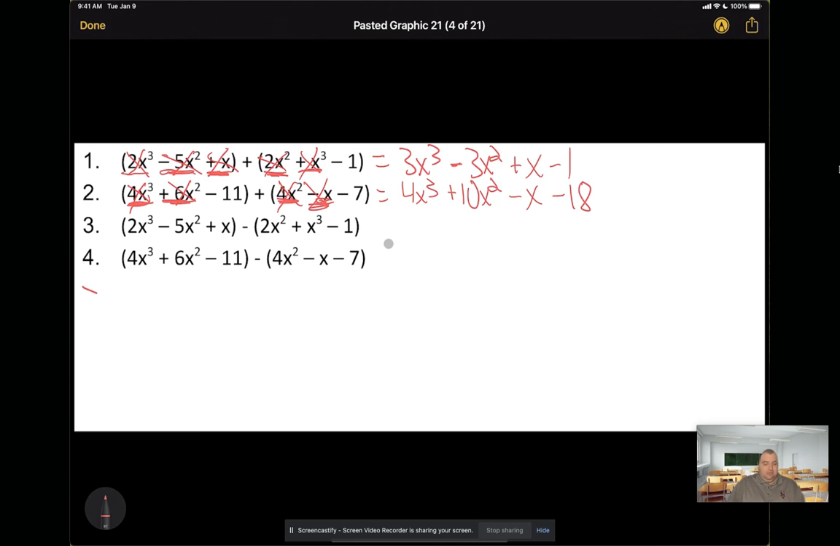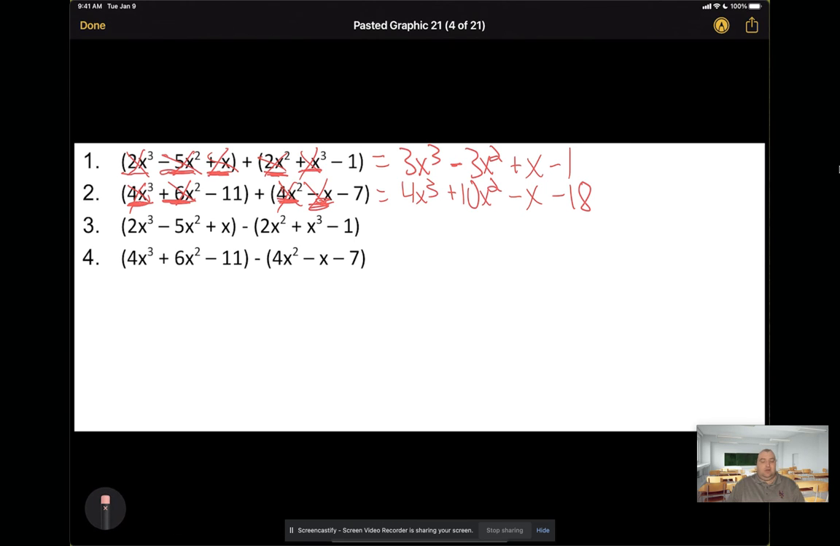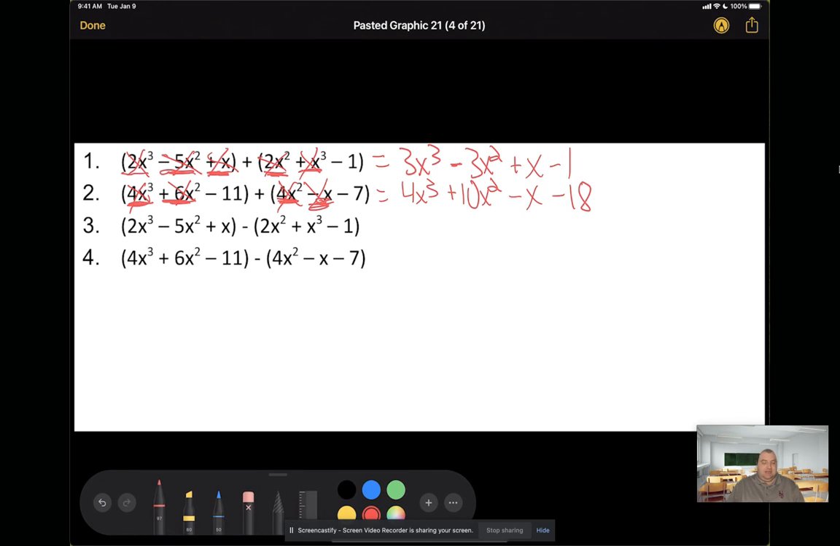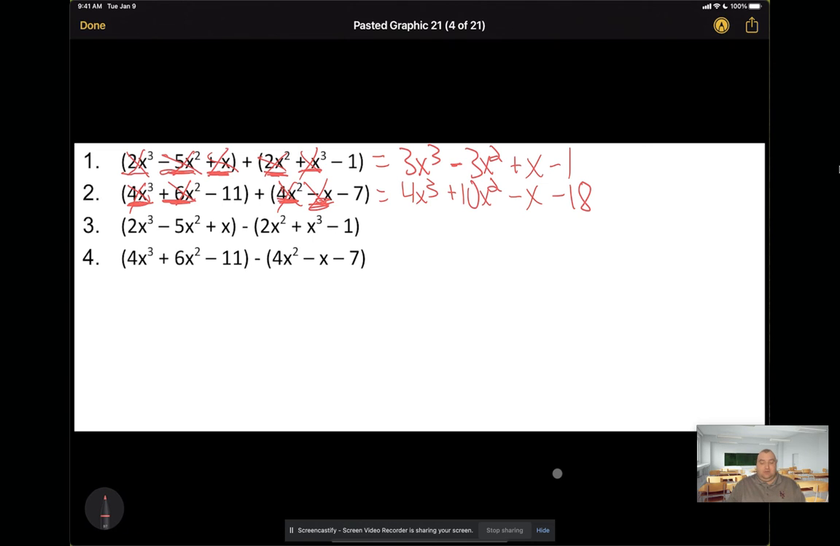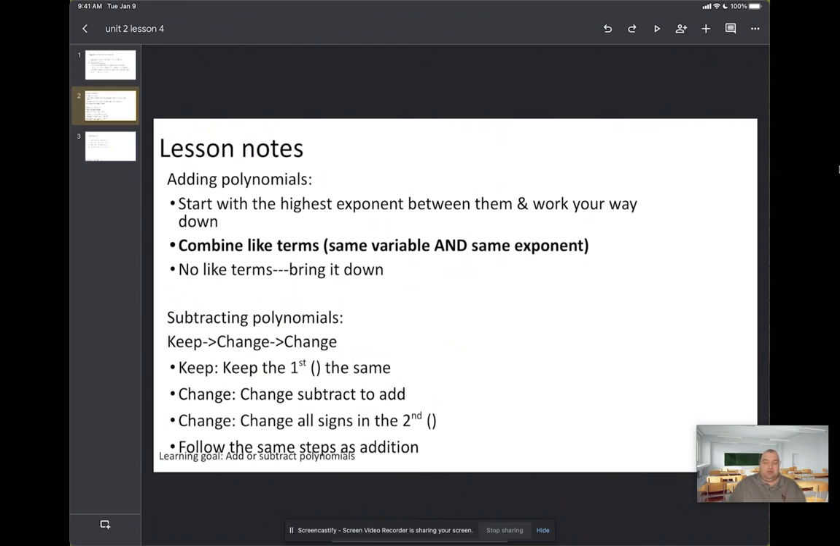Number 3 and number 4, we're going to do the same thing, except now we're going to subtract instead of add. So let's go back to the lesson notes and look at the steps one more time for subtraction. For subtraction, remember, we have to do the keep, change, change. So we're going to keep the first one the same, change subtraction to addition, and change all signs in the second one to its opposite.